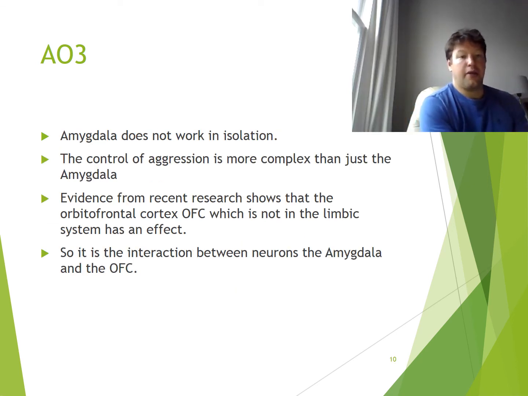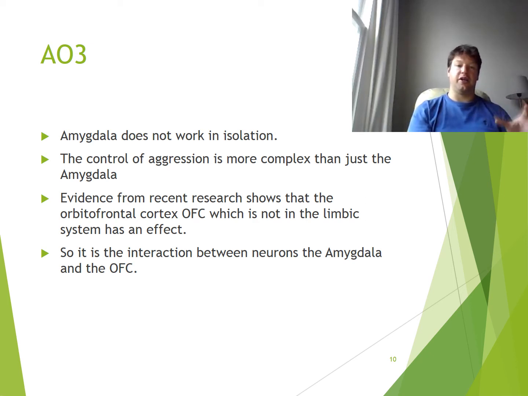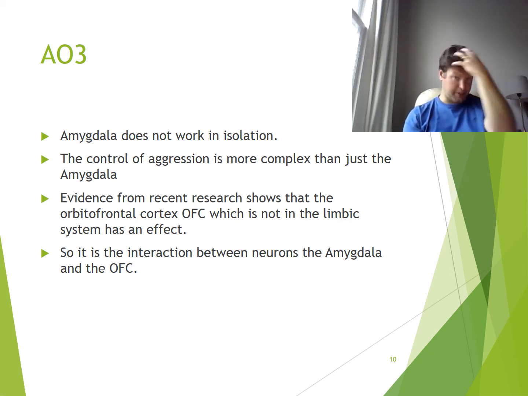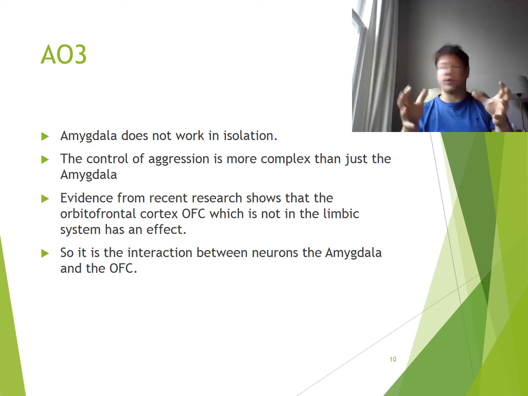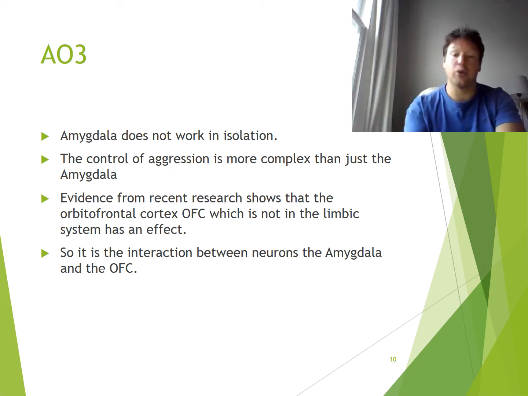Okay, 03. Amygdala does not work in isolation. So much like the last point we made in the previous slide, it's not just the amygdala. The control of aggression is more complex than just this one small part of the limbic system. Evidence from recent research shows that the orbital frontal cortex, the large bit of the brain at the front, which is not in the limbic system, also has an effect. So we can see that as a predictor of whether you're going to be aggressive or not. Looking at the amygdala is a reductionist argument, you can't just look at it in isolation. There's lots of other things that happen. It's an interaction between neurons, the amygdala, the cortex, and more.